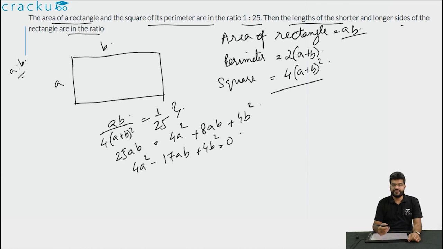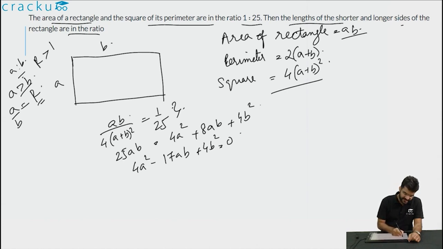Now we are only looking at the larger and the shorter side. We are not really concerned about the exact values of A and B. They can be even interchanged. So without loss of generality, let us assume that A is greater than B, and let A by B be equal to R, and we are required to find out the value of R. Now because A is greater than B, R is greater than 1. So we are actually required to find out the ratio of the shorter to the longer side. So we are required to find out the value of 1 by R.